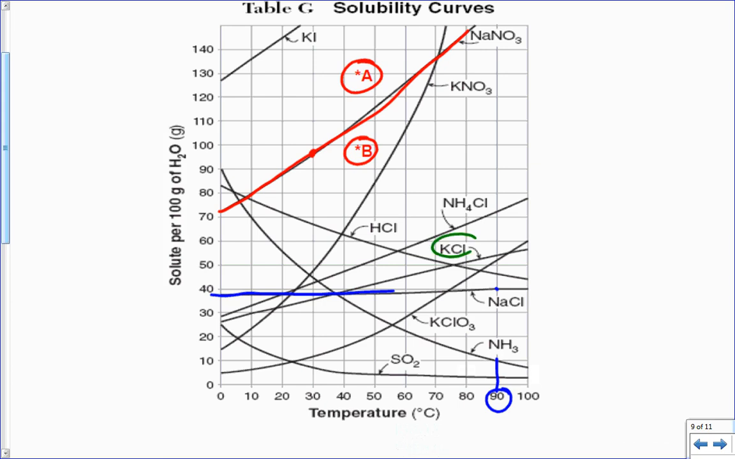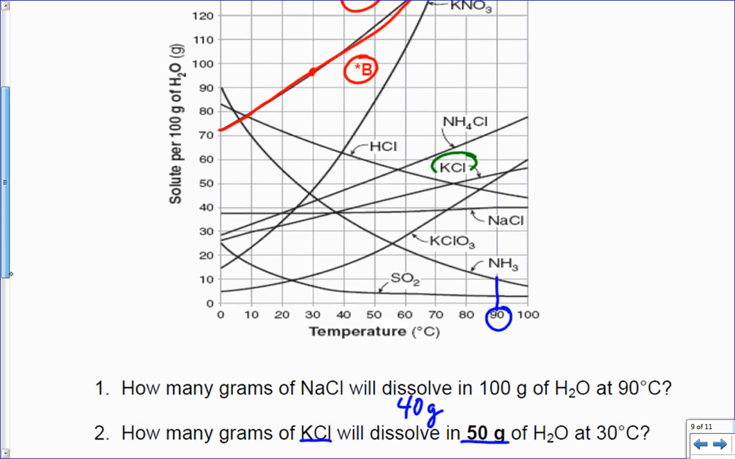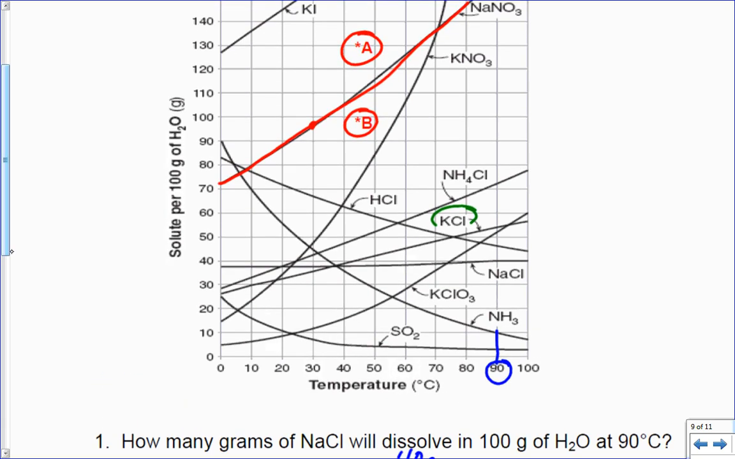KCl, oh, I found KCl, so that's this sloped line. One of the things that usually happens is we end up getting confused and picking the wrong line, so I want you to be very careful with this. Okay, now I got to go back. What temperature? 30 degrees Celsius, KCl.